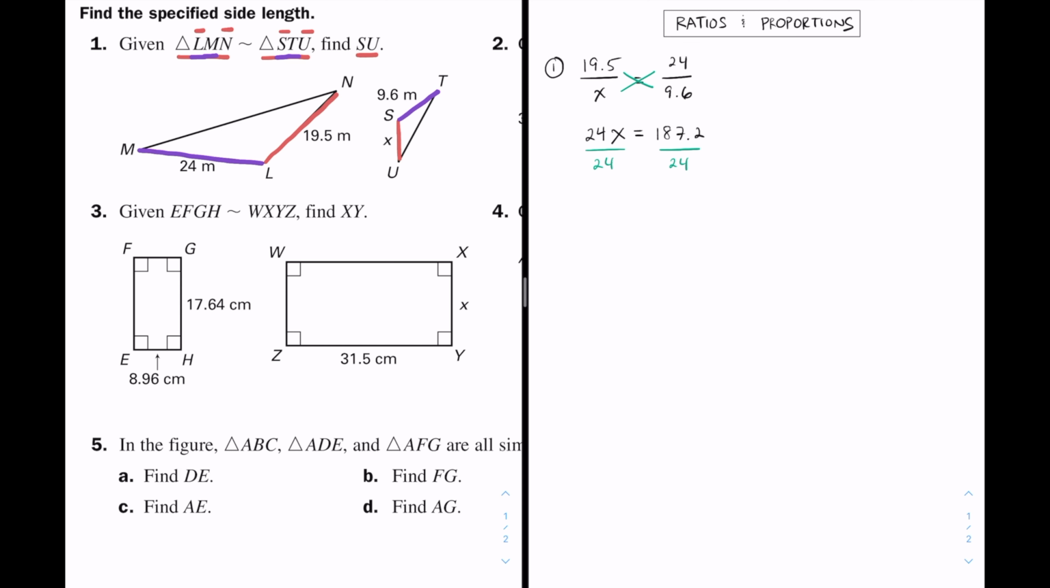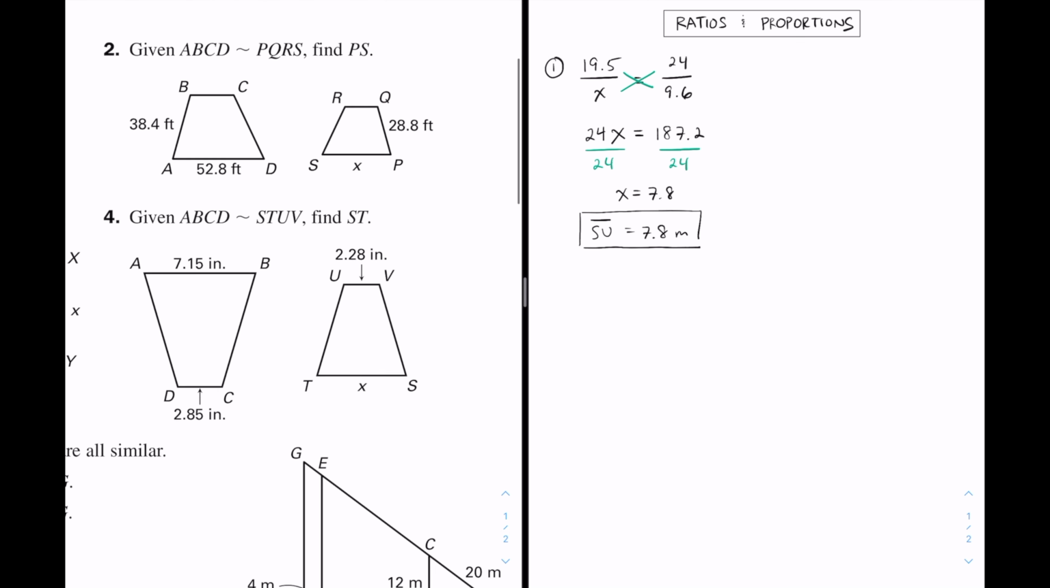Okay, and then if you want to solve for x, then you can go ahead and use the division property of equality, divide both sides by 24. So this 187.2 divided by 24 means that x is going to equal 7.8. Okay, so the question says find the length of segment SU. So we can say segment SU is going to equal 7.8 meters. That's what that would be.